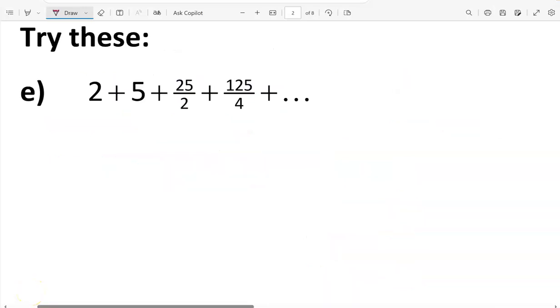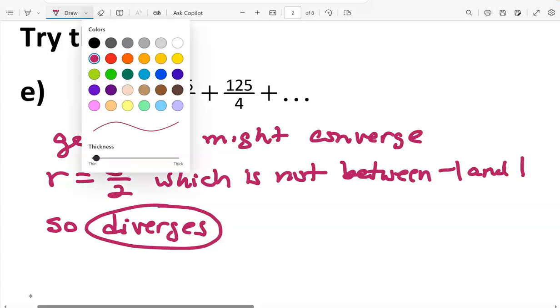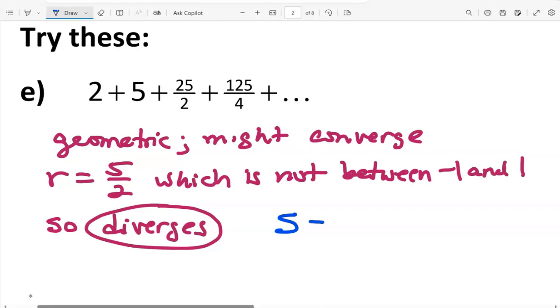Your turn to try. Pause the video while you try this one. You should have found that this geometric series does not converge, or diverges, because the common ratio is 5/2, which is 2.5. That's a number that's bigger than 1. So it's not between -1 and +1. We can illustrate the use of the sum formula here if I mistakenly applied the sum formula, which is not appropriate because this series does not actually have a sum.